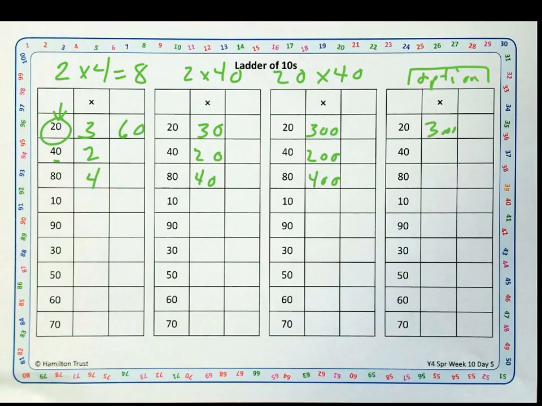All right. So if we know that 3 times 20 is 60, then we know that 20 times 30 is going to be 600. And if we know that 20 times 30 is 600, then we know that 20 times 300 is going to be 6,000.